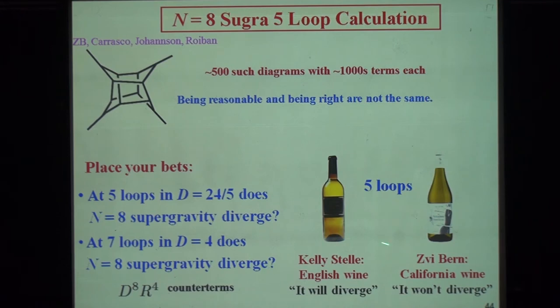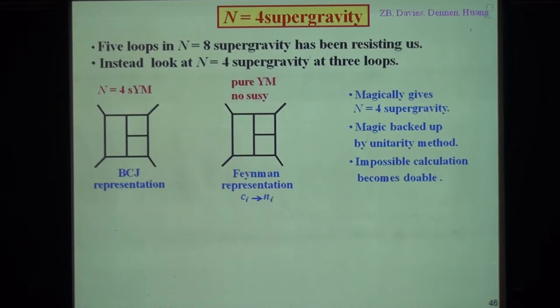I have a bet with Kelly Stell on 5 loops. I'm from California, so I put up my California wine. Unfortunately, he's at an English university, so he puts up some English wine. Anyway, he says it should diverge. I also have a 7-loop bet with David Gross. I couldn't get him to bet on 24/5 because it's some weird dimension. He wanted D equals 4. So there's a 7-loop bet.